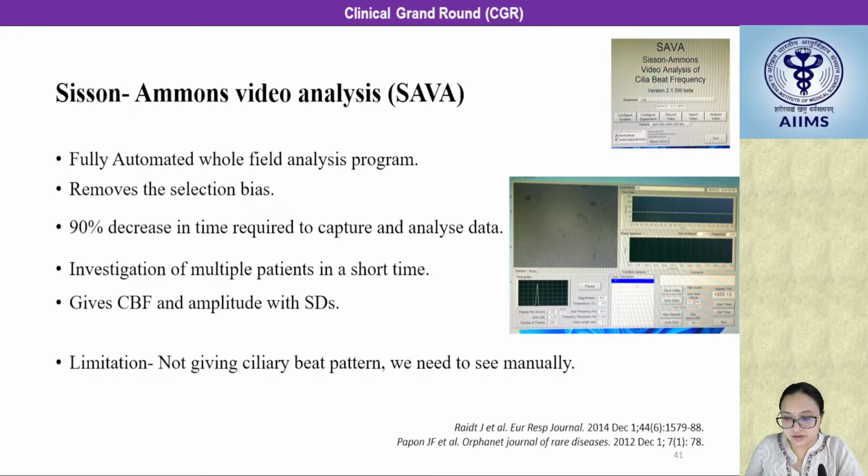You feed in the data, basically record the video, and by pressing a few buttons it would immediately report the ciliary beat frequency. And multiple patients can be worked up in a shorter time. But it only gives you the ciliary beat frequency with amplitude and standard deviations, but it does not give you the ciliary beat pattern, which we need to then see manually, like we were already seeing.